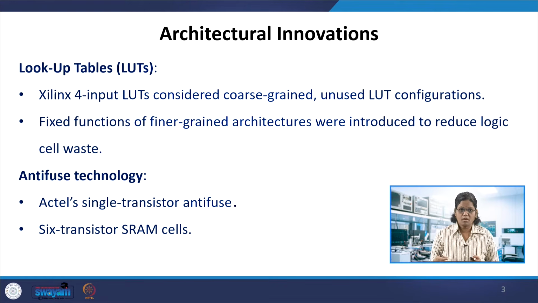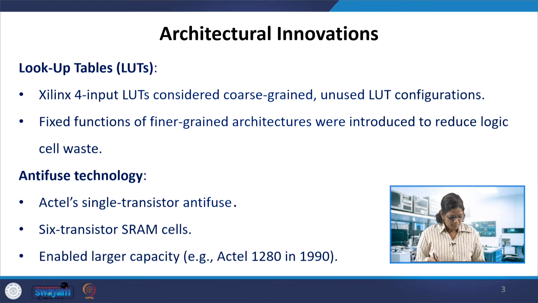Of course there is a provision to reprogram it, and to avoid reprogramming again when the power goes off, people were using PROM devices, programmable read-only memories, as a second die attached to the SRAM cells. That demanded 6 transistor cells, and the second die was again an area expansion of the FPGAs. These things also enabled larger capacity. Actel came up with the Actel 1280 in 1990, a larger capacity FPGA with antifuse technology.